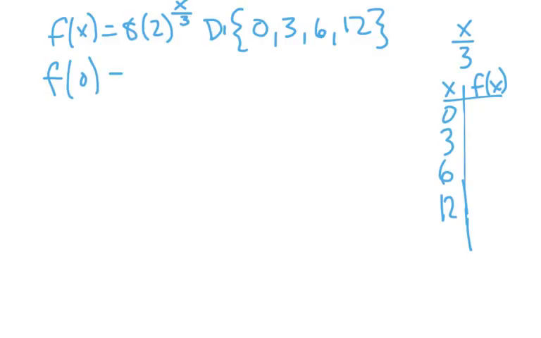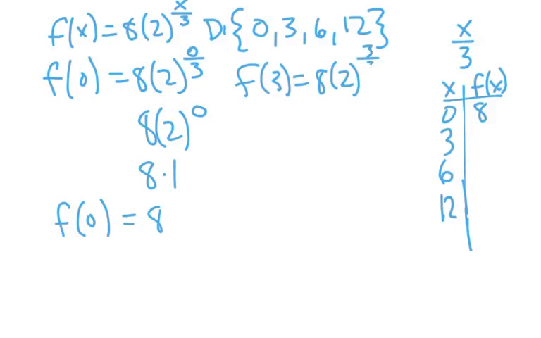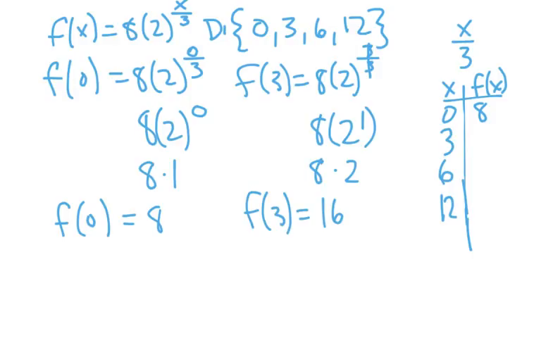f of 0 would equal 8 times 2 to the 0 over 3. 0 divided by 3 is 0. 2 to the 0 is 1. 8 times 1 is 8. So f of 0 equals 8. Then we do f of 3 equals 8 times 2 to the 3 over 3. 3 over 3 is 1. 2 to the first is 2, times 8 is 16. So f of 3 equals 16. So after 3 days we've doubled to 16.